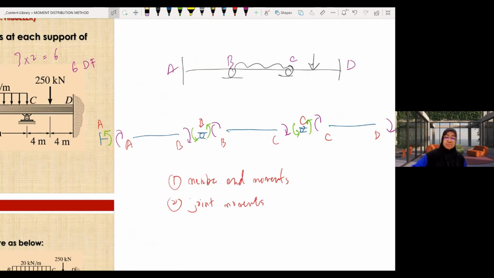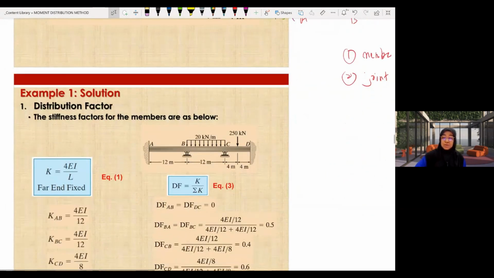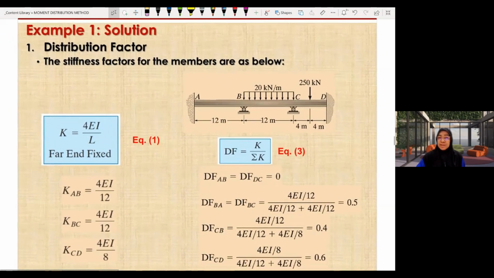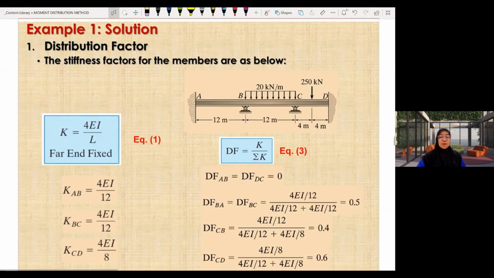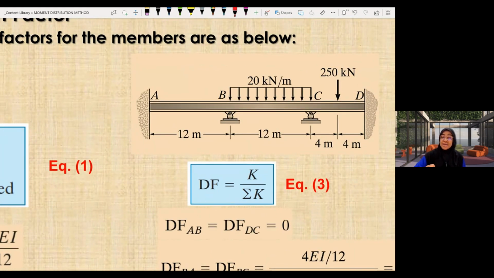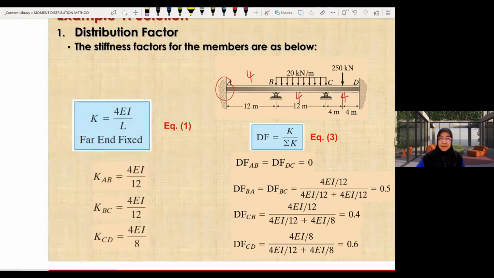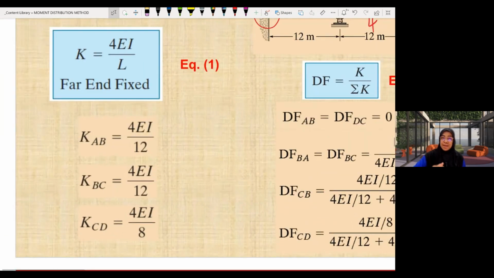So that's the thing that you should understand. The solution for this: we start with calculating the distribution factor, and we get the distribution factor from the stiffness factor. We use the formula. Referring to this, for AB, the far end is fixed, so we use 4 here, 4EI over L. Internal is always fixed, 4 here. And the far end fixed refers to D, so this is also 4. So we use all 4EI over L. There are 3 members: member AB, member BC, member CD.